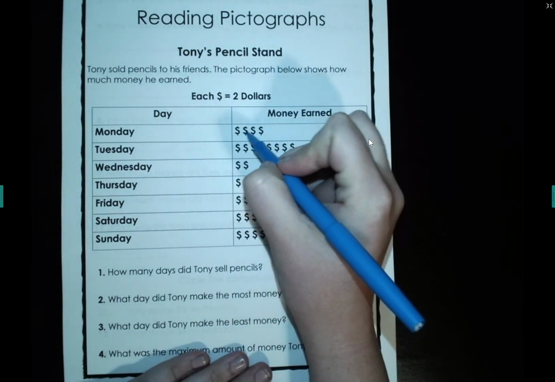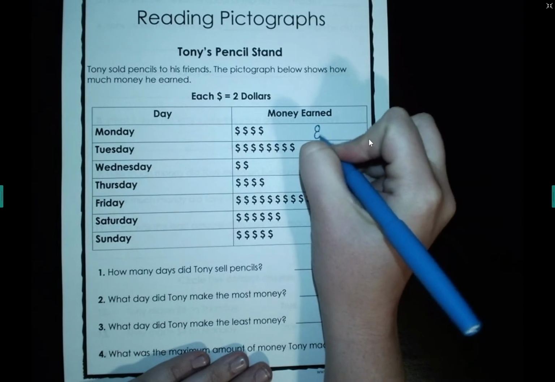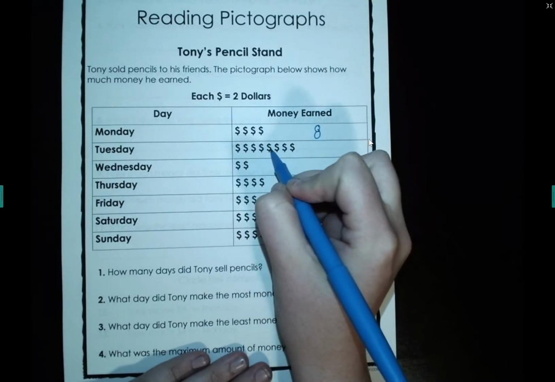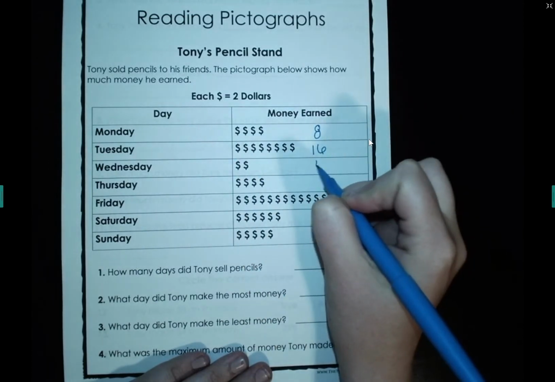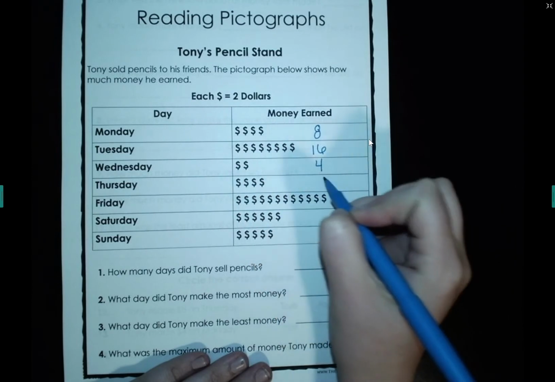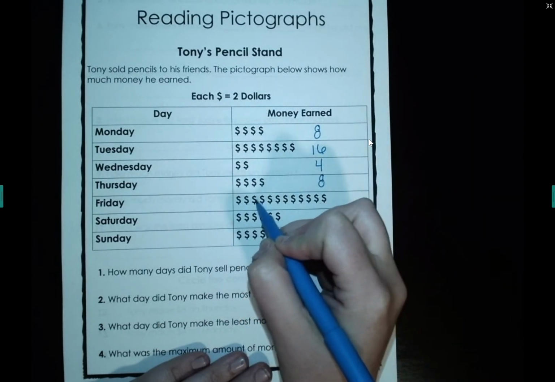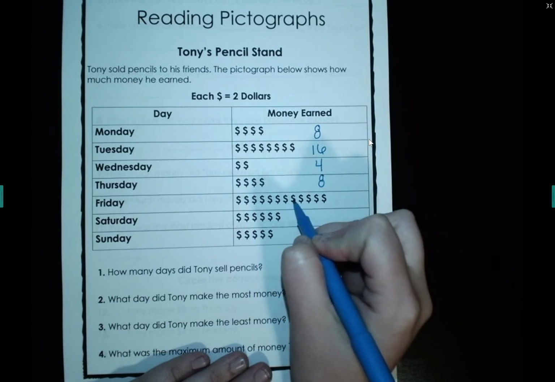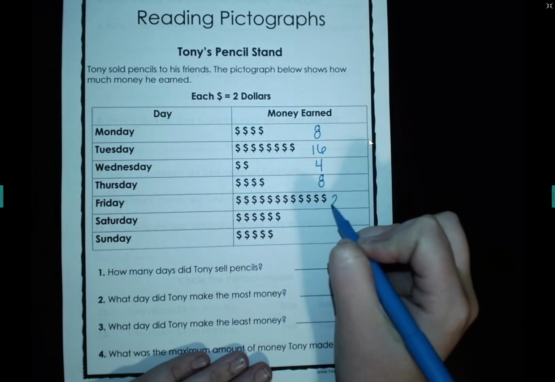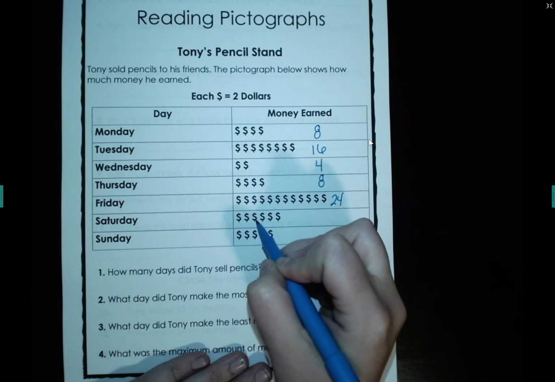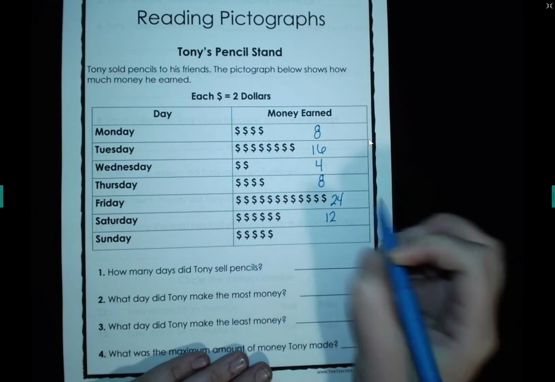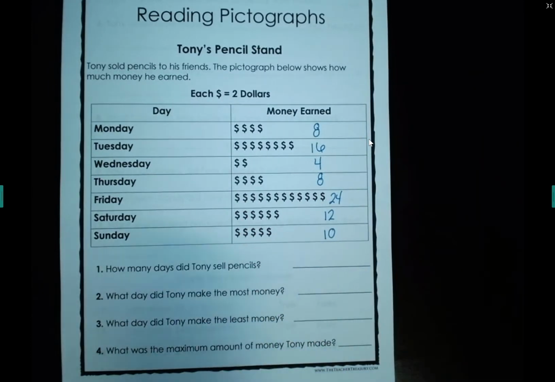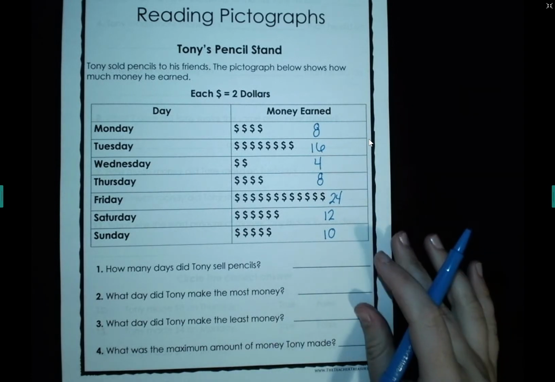So we have 2, 4, 6, 8, 2, 4, 6, 8, 10, 12, 14, 16, 2, 4, 2, 4, 6, 8, 2, 4, 6, 8, 10, 12, 14, 16, 18, 20, 22, 24. That's a lot. 2, 4, 6, 8, 10, 12, and then 2, 4, 6, 8, and 10. So now that I have my numbers written in for Tony's pencil stand, I can answer the questions.